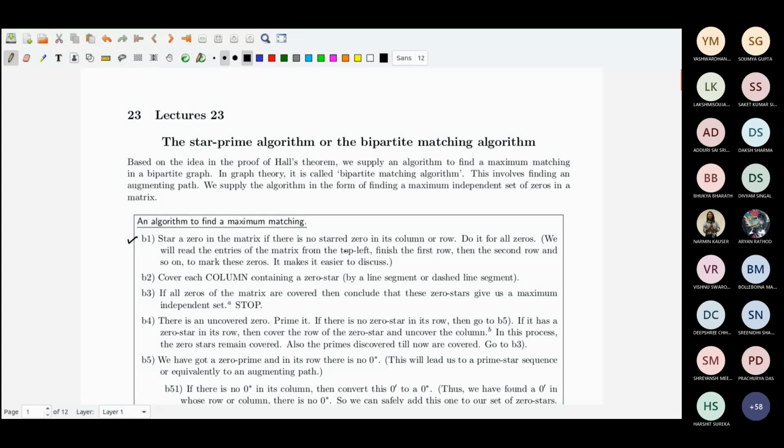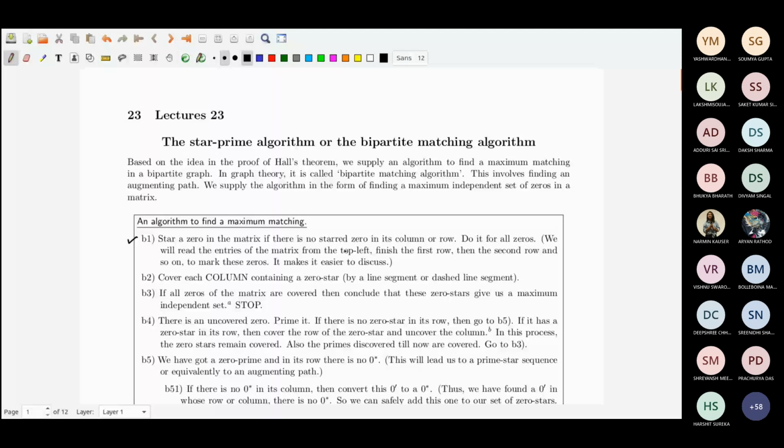And then the second one, that is B2. After that, in the second stage, it will cover each column that has a zero star by a line, either a dashed line segment or a solid line segment. Okay. So this is also initialization. You start it one time. After that, it will actually do.